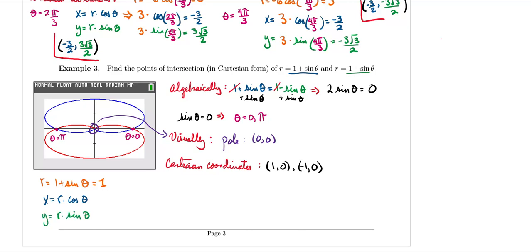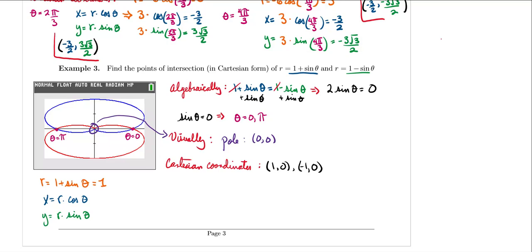Okay. Now, before we go ahead and cover new topics, I do want to give more clarification for why we're not getting all of the intersections algebraically. The reason for that is because even though you might reach the same r values, you're not reaching the same r values at the same values for theta.